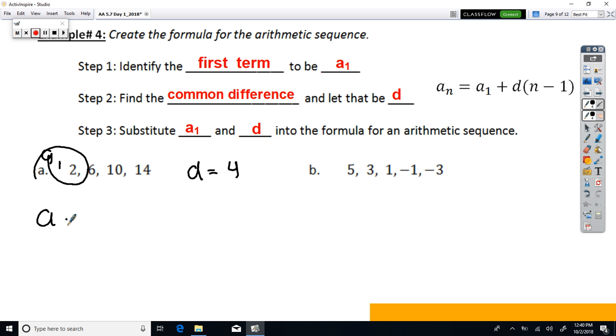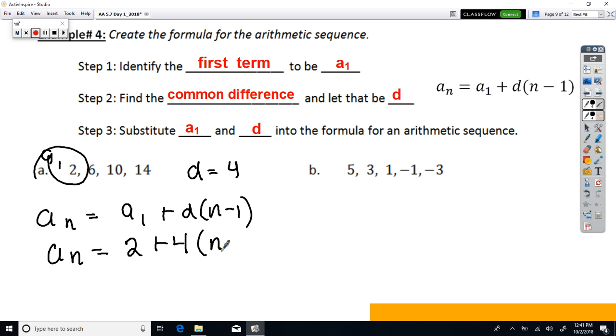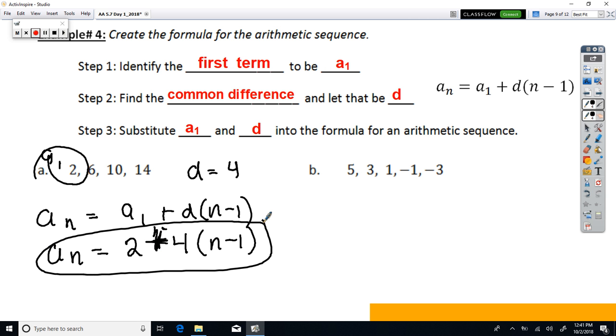So this will be a sub n equals, do you want me to write the formula out? A1 plus d times n minus 1. It's the generic formula. Then substitute in the two variables, the a1 and the d. So it'll be a sub n equals 2 plus 4 times n minus 1.